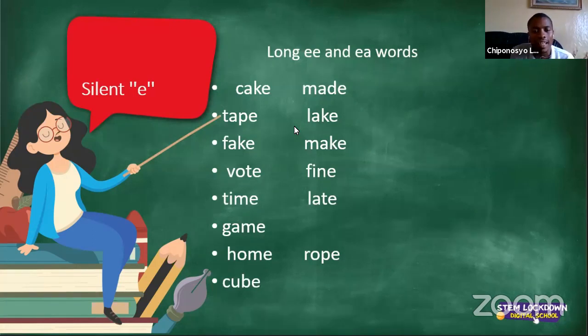The words such as cape, tape, fake, vote, time, game, home, cube, made, lake, make, fine, late, and rope. I want you guys to write down all of these words, and then your homework will be that you must make one sentence with each of the words. Please write them down. You have 3 minutes to write down the words.